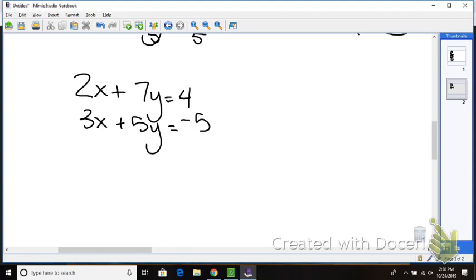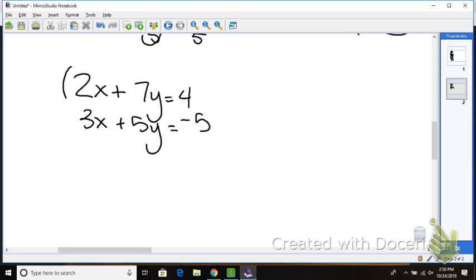So as a class, we have to decide, do we want to eliminate the x's or do we want to eliminate the y's? Y's. Okay. So what can I get these two numbers both to? It's kind of like thinking of common denominators. 35. Okay? To get these to 35, what do I need to multiply this 7 by to get it to 35?